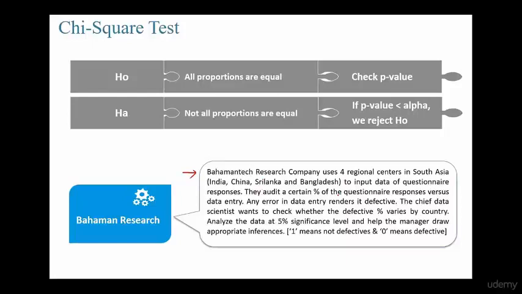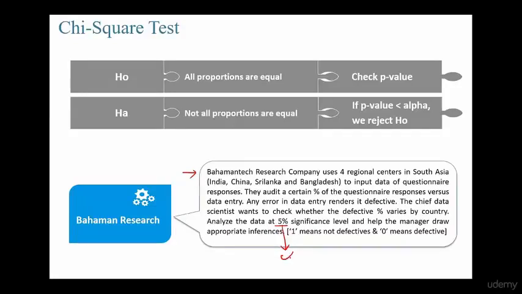So they audit a certain proportion of questionnaire responses versus data entry. Any error in data entry renders it defective, and the chief data scientist wants to check whether the defective percentage varies by country or not. And now we have to analyze the data at 5% significance level and help the manager draw inferences.